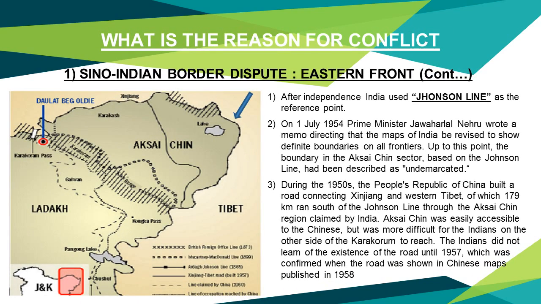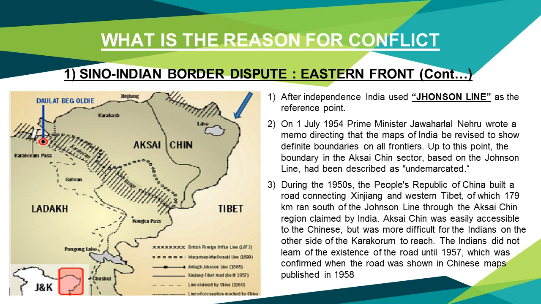After independence, India used the Johnson Line as its reference point. On 1st July 1954, Prime Minister Jawaharlal Nehru wrote a memo directing that the maps of India be revised to show definite boundaries on all fronts. Up to this point, the boundary, especially the Aksai Chin sector, had been described as undemarcated. But now, after this memo, Jawaharlal Nehru wanted all the boundaries to be definite boundaries.